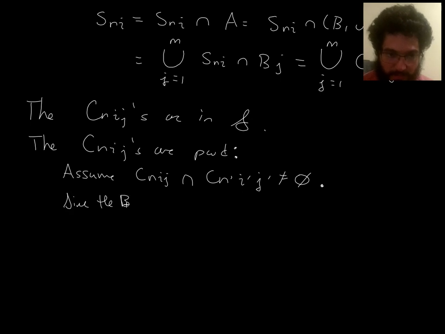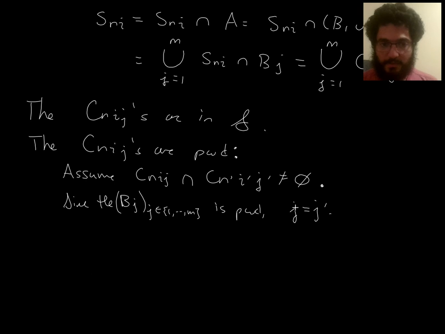Since this family of bj, running over all j in 1 through m, is pairwise disjoint, we must have j equals j prime. I don't think it makes sense to say the word "the" if I'm going to write it as an indexed family like that.